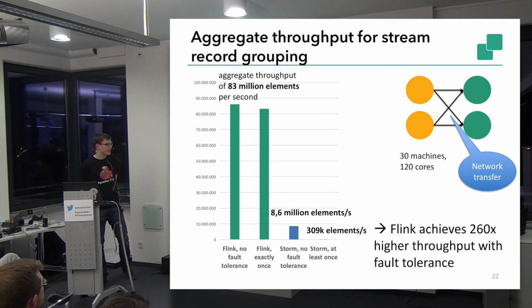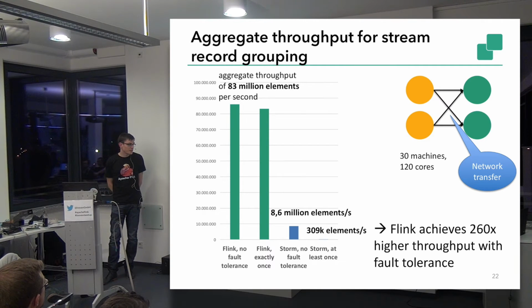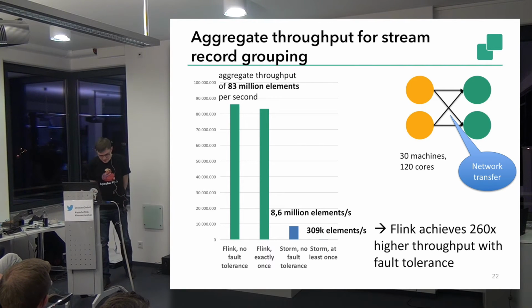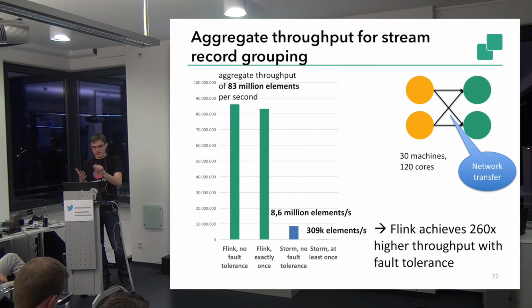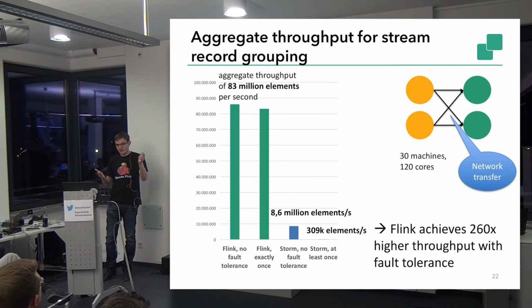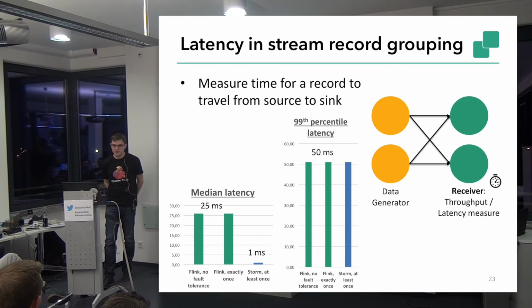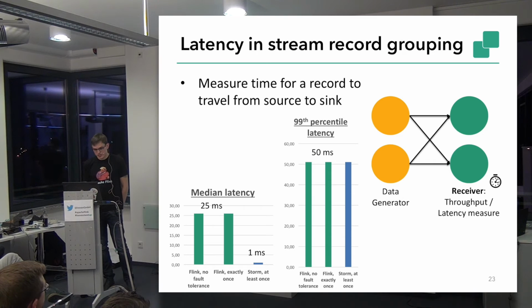This is due to how they implemented at least once. They basically do a confirmation on a single tuple basis. So it's extremely expensive what they need to do per individual record to acknowledge them when they have finished processing. And in Flink we have this very low overhead checkpointing mechanism where we just send barriers through the system, which is much cheaper.